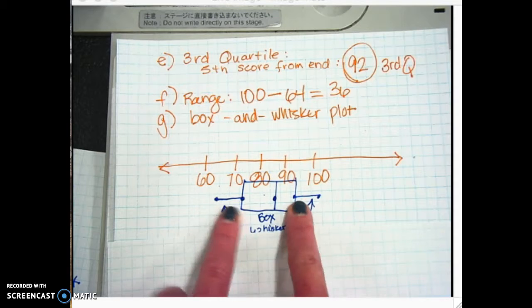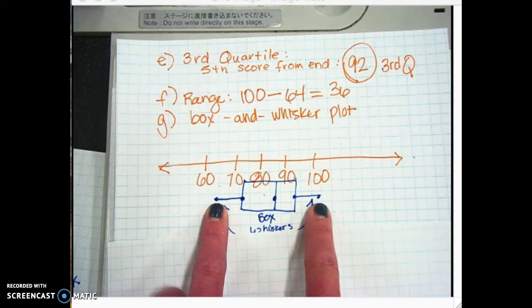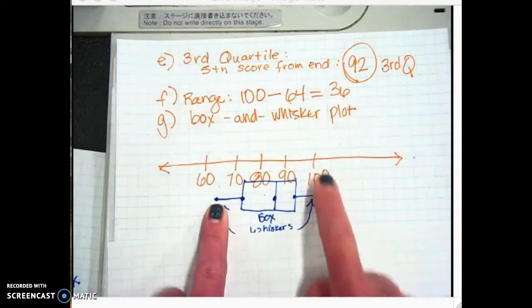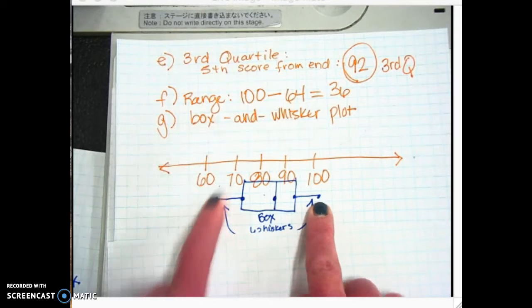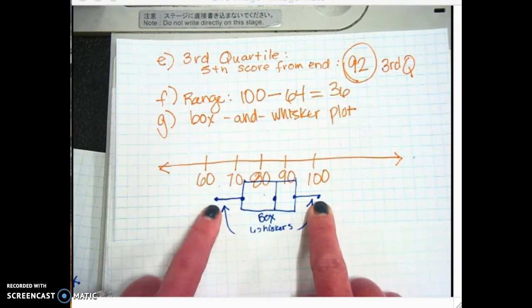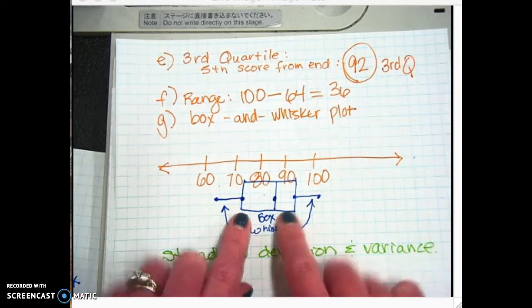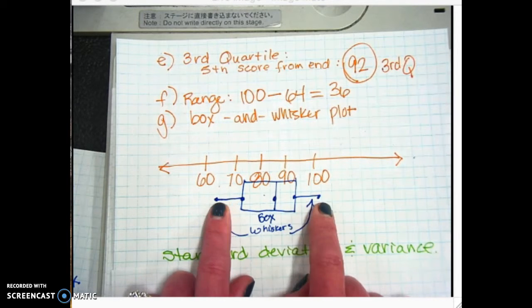The whiskers are made by the rest of your range. The high end of the range was 100, so I put a point over here at 100. And the low end of the range was 64, so I put a point over here at 64. And that creates your whiskers going off to the right and to the left.